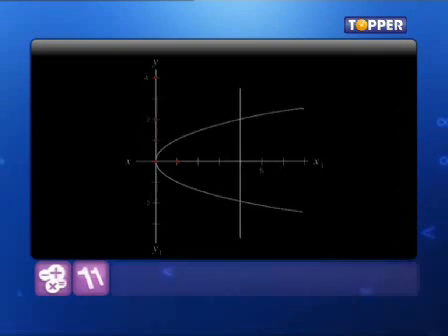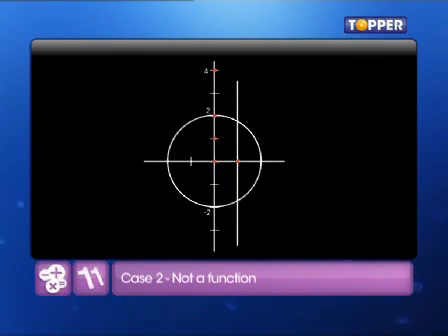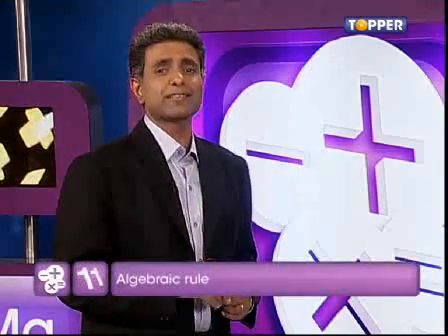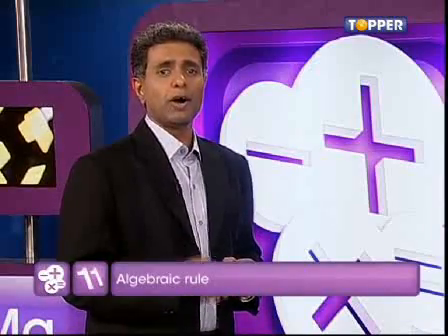So here, cases 1 and 2 do not represent functions in the traditional single-valued sense. The fifth and final method is the algebraic rule, or in the form of sets. For example, a function can be expressed as f from A to B such that f of x is equal to x squared for all x in A.